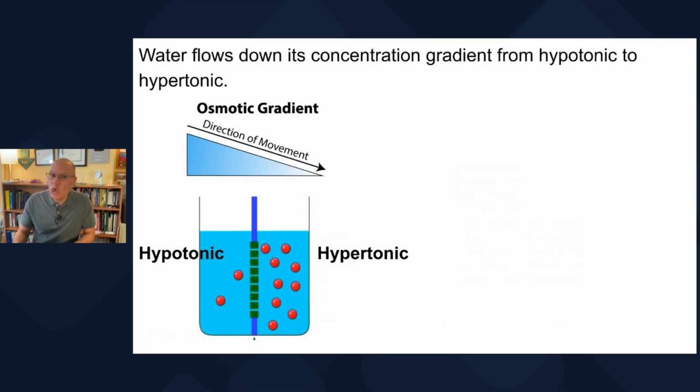There are some special terms that we use to describe this movement of water. Water flows down its concentration gradient from hypotonic to hypertonic.